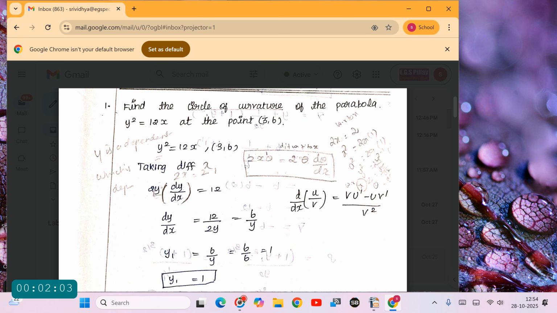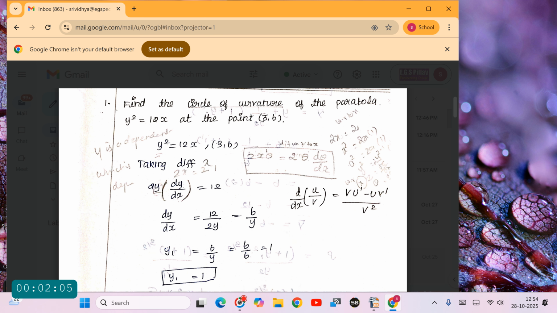Under this, first we are going to see a curve y square equal to 12x. We are going to find the circle of curvature at the point 3, 6. So find the circle of curvature of the parabola y square equal to 12x at the point 3, 6. Okay.